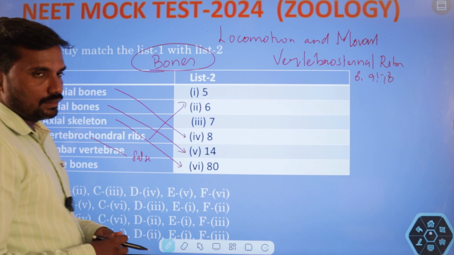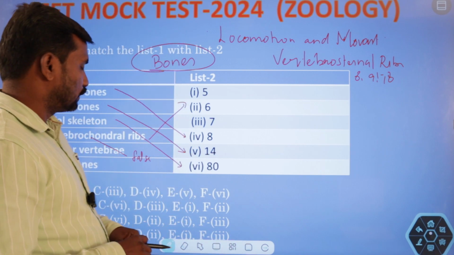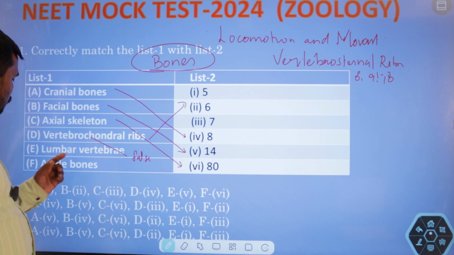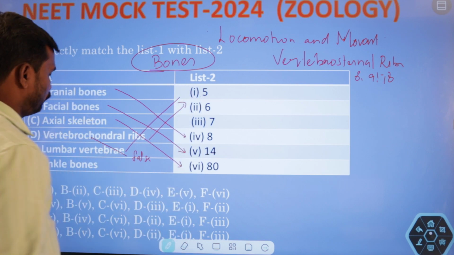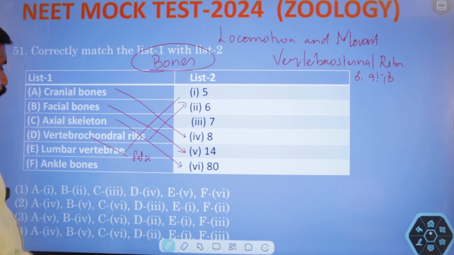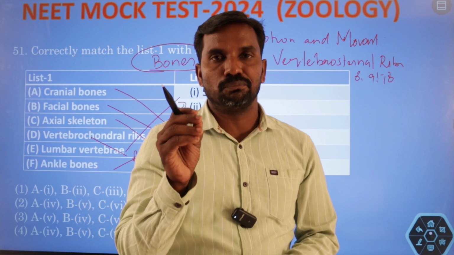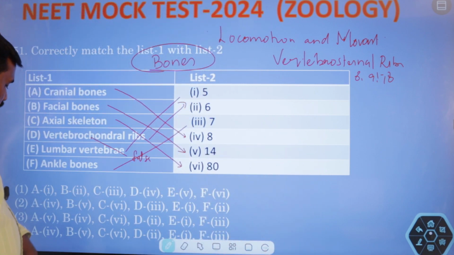For the lumbar vertebra, you know very well the vertebral column is divided into cervical, thoracic, lumbar, sacral and coccygeal regions. But they will ask only the lumbar vertebra. The total number of lumbar vertebrae is 5. The total number of ankle bones is 7. So we need to remember the 206 bones and their numbers correctly. When we consider the options, the correct option is 4.